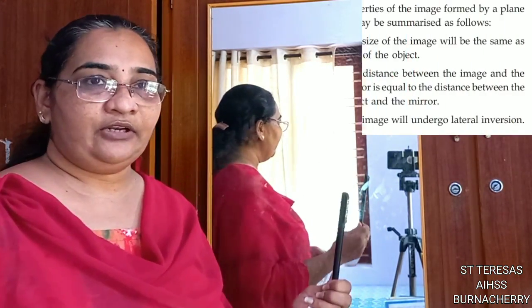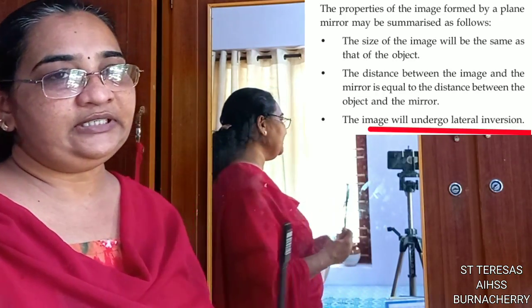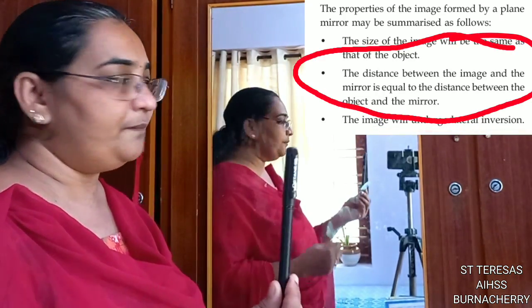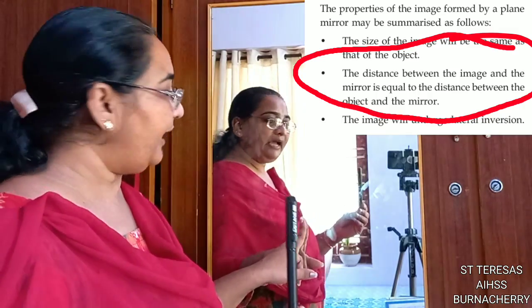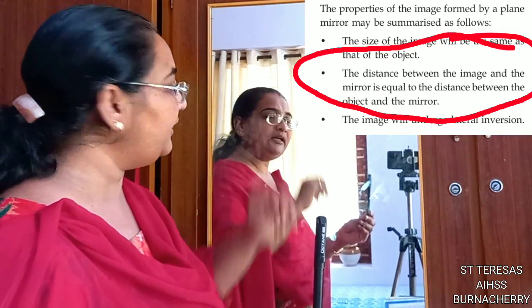So what is one peculiarity we learn? One peculiarity is that there is lateral inversion. Then the distance from the object to the mirror is the same as the distance from the mirror to the image. So that is another peculiarity of a plane mirror. So there are three peculiarities of a plane mirror.